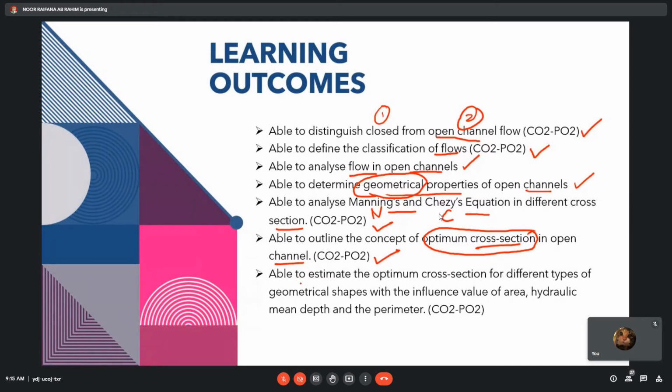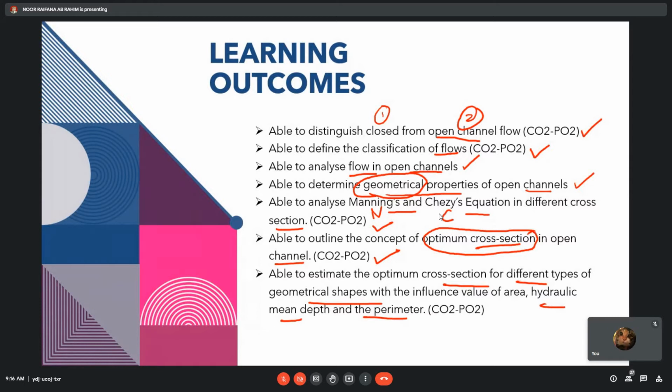And then final learning outcome, able to estimate the optimum cross section for different types of geometrical shape. Jadi kena tahu untuk setiap shape tu macam mana nak kira optimal cross section, macam mana nak dapatkan hydraulic mean depth and also the parameter.